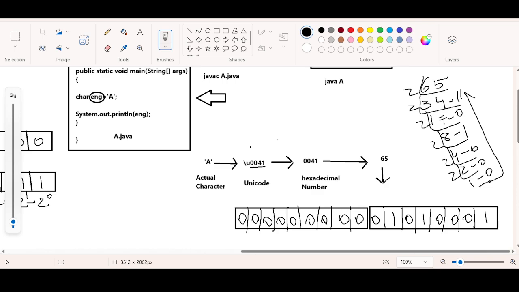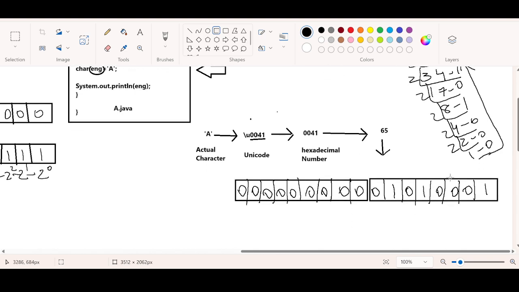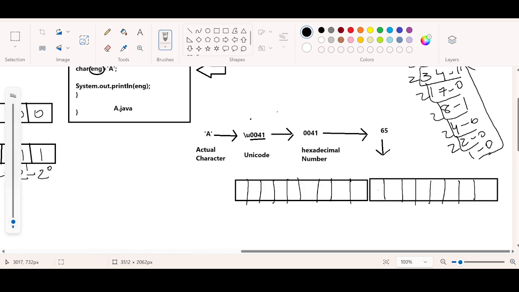Right? So these many things are happening. Sir, 32. Is it wrong? Yes, sir. 1, 5 zeros, 1. Tell me from the right to left. I mean left to right. I mean right to left. 1, 3 zeros, 1. Okay, okay.